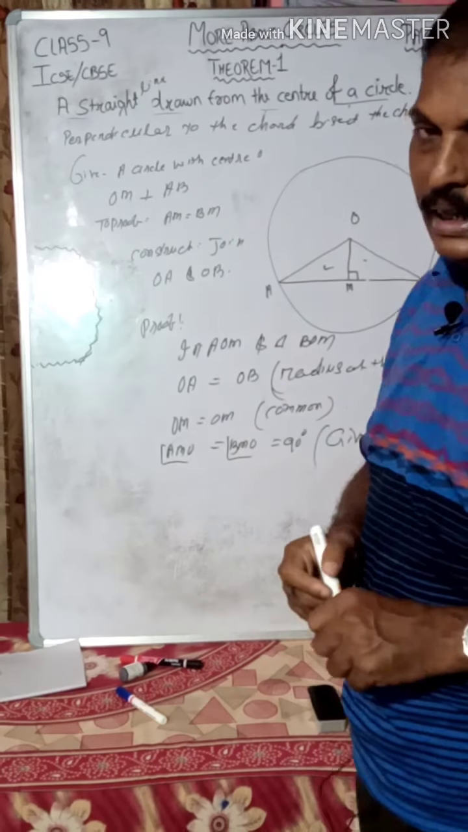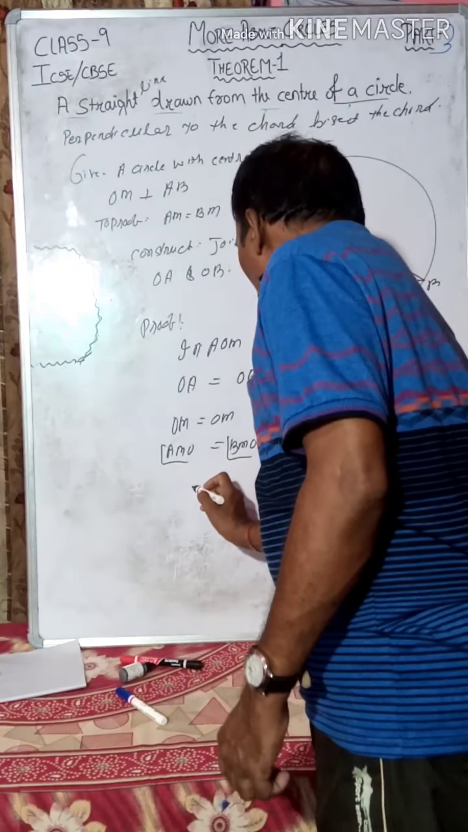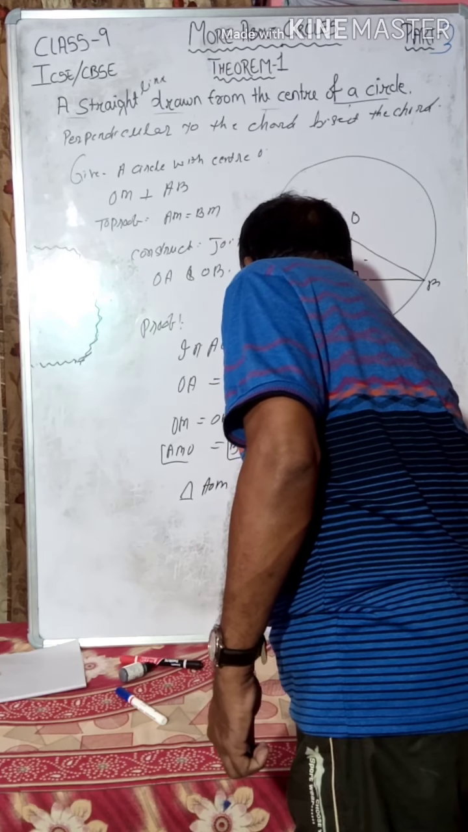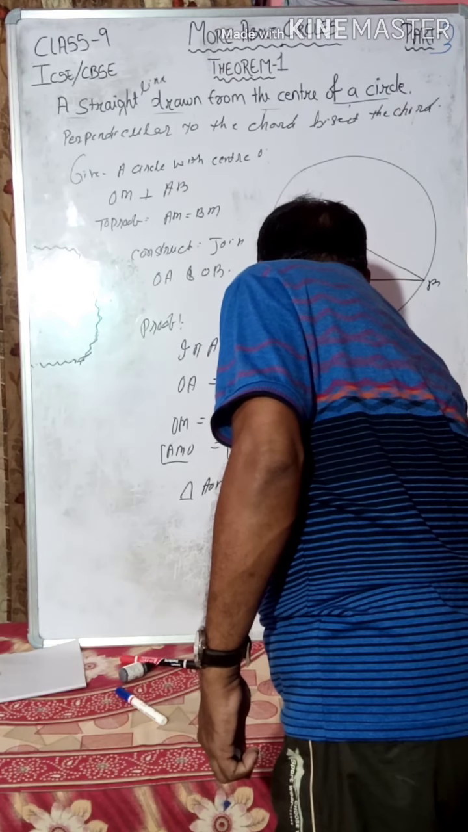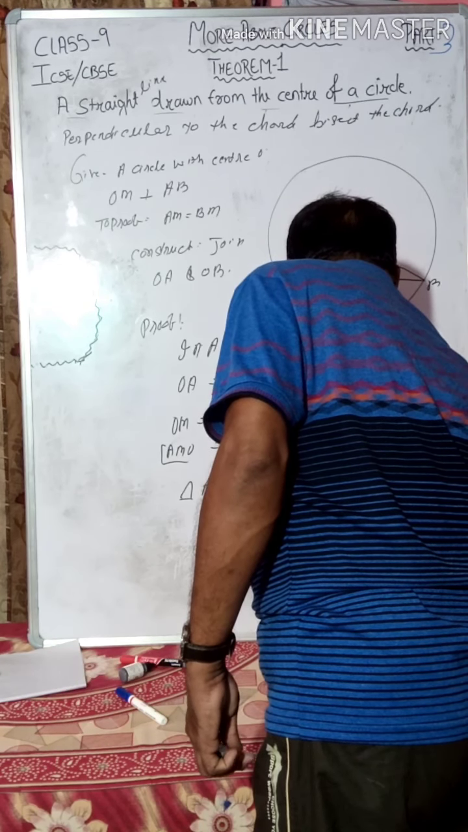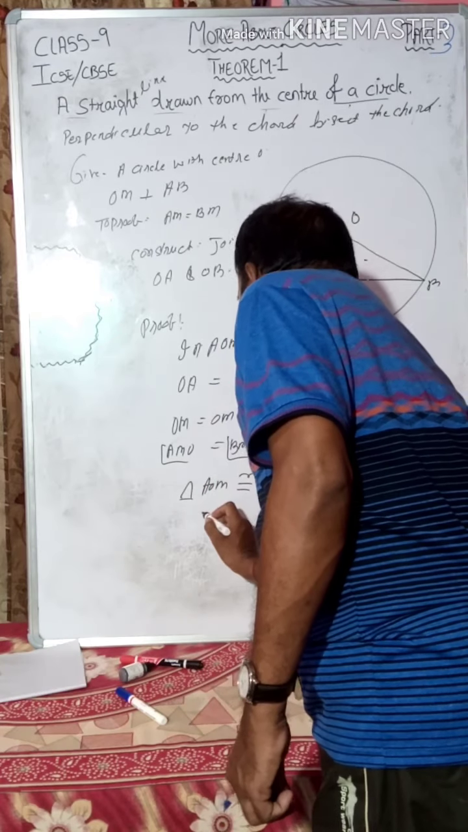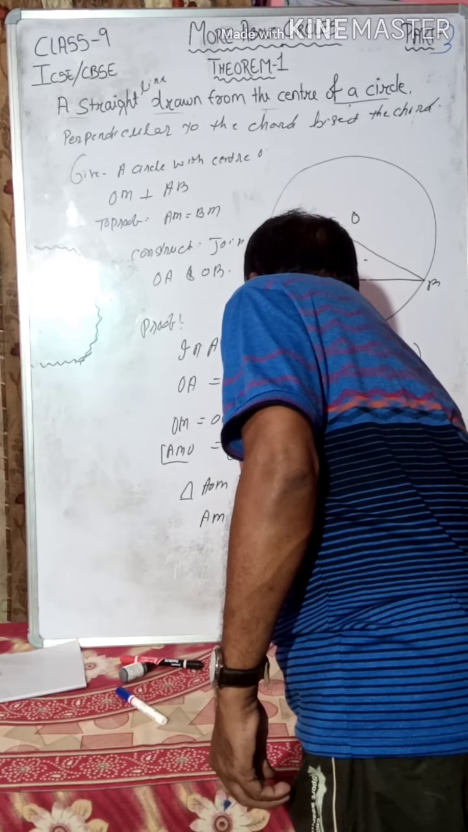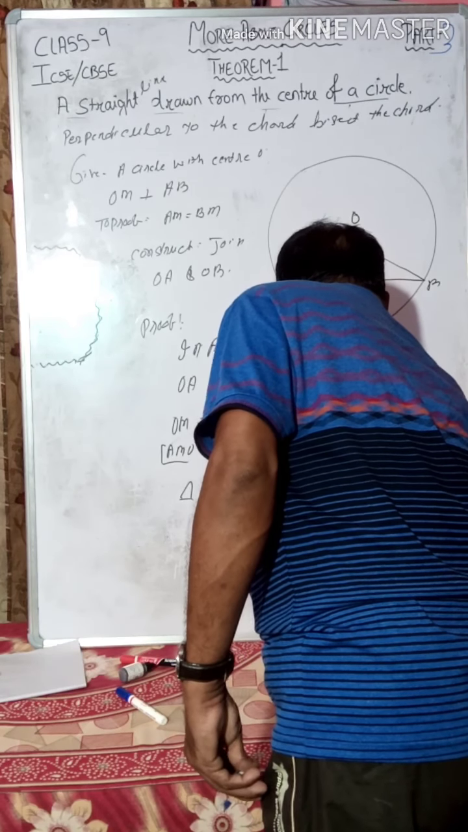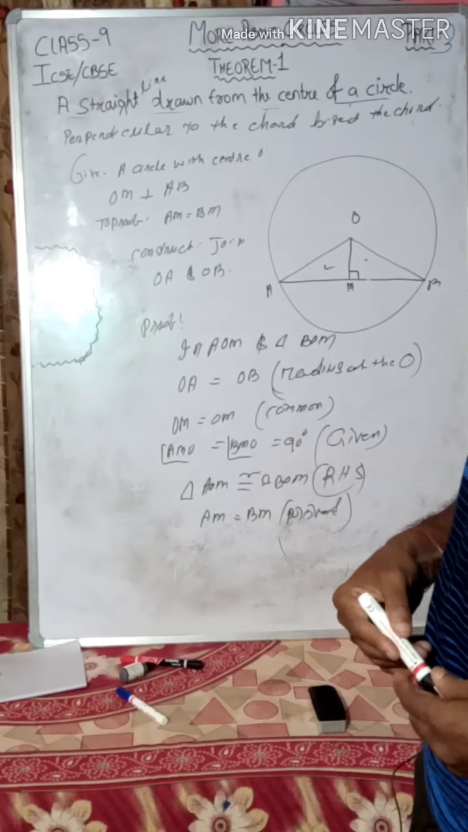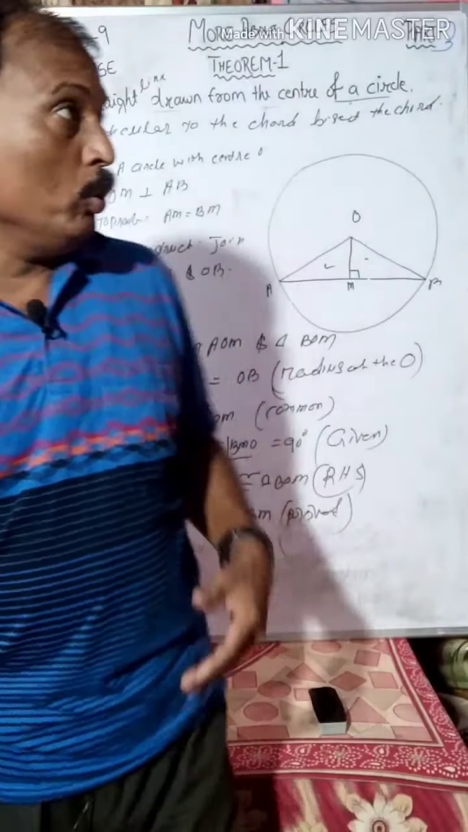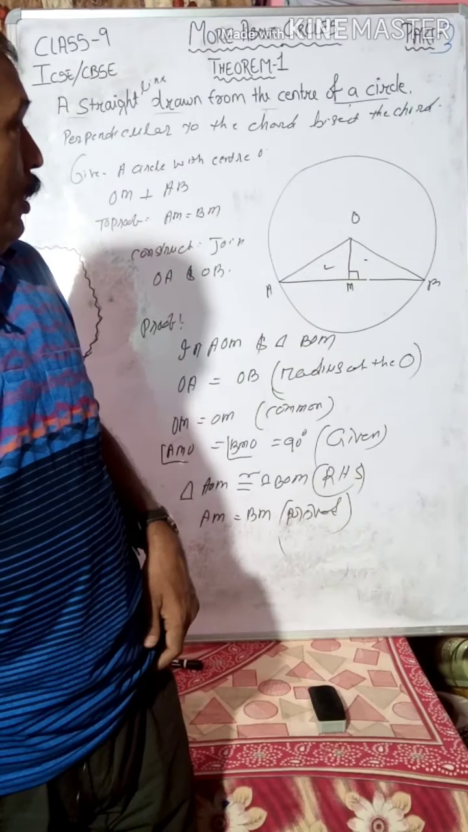So the two triangles are congruent to each other. Triangle AOM is congruent to triangle BOM by RHS: right angle, hypotenuse and side. So AM is equal to BM, proved. Very easy to prove. This is to prove; the two theorems are over.